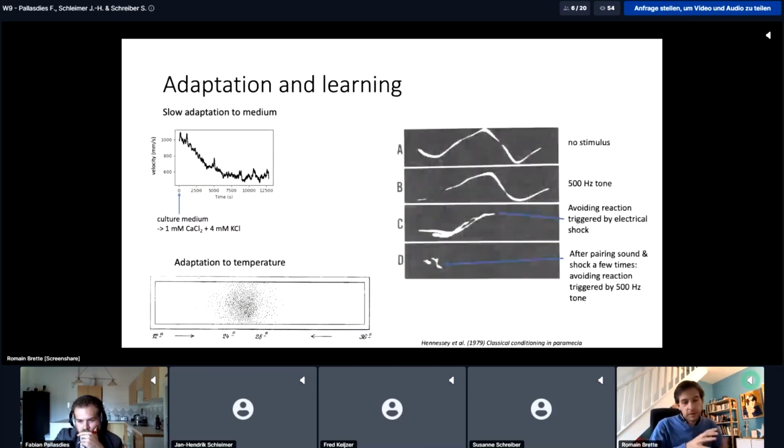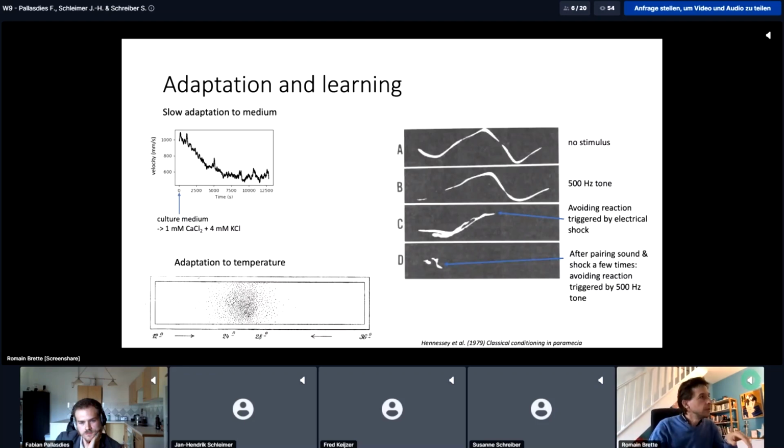And finally, there's also some literature on learning. What you see here is one example which I find convincing. There are actually quite a number of papers on learning in Paramecium, but they are controversial because it's a bit difficult to show clearly. So here what they did is to condition Paramecium to respond to sound.